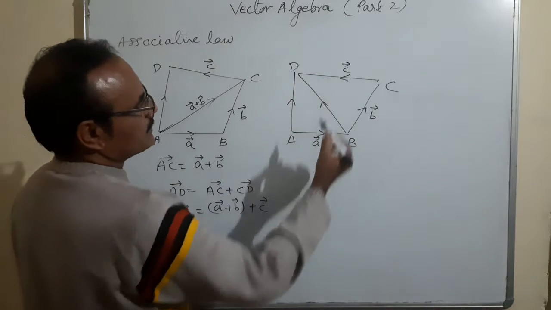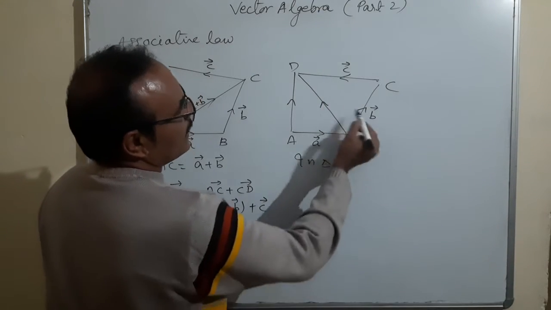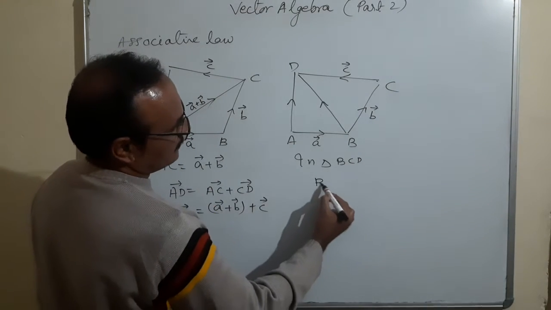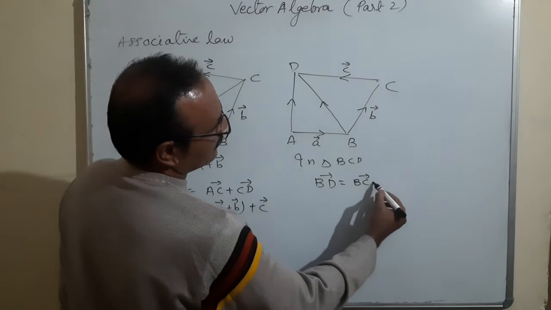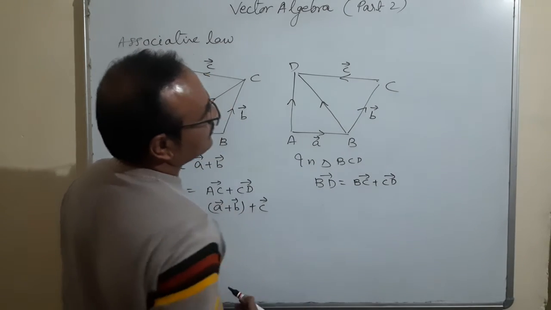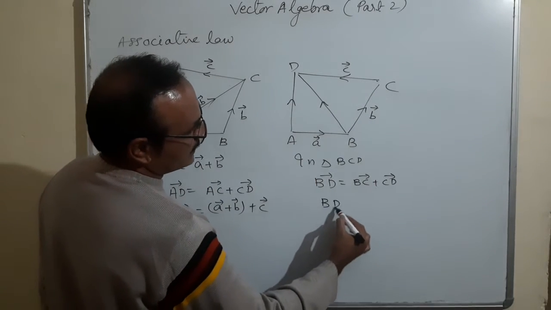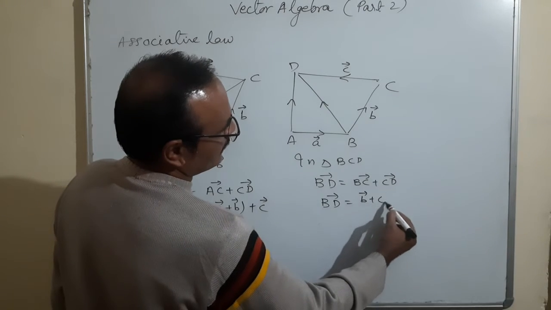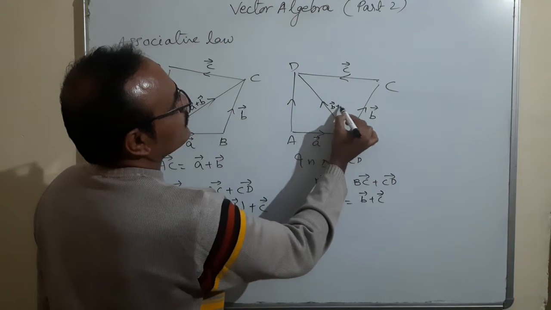In triangle BCD, by the triangle law of vector addition, what happened? BD is equal to BC plus CD. So may I write BD is equal to BC, vector B, plus vector C. It is vector B plus vector C.